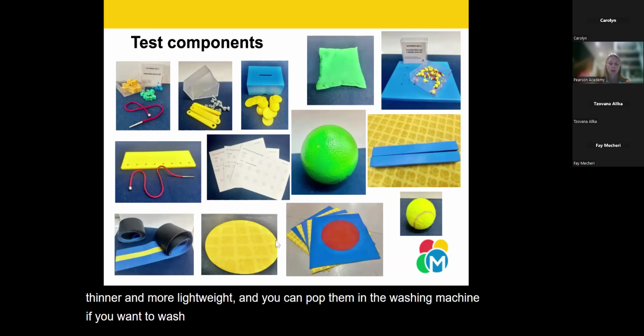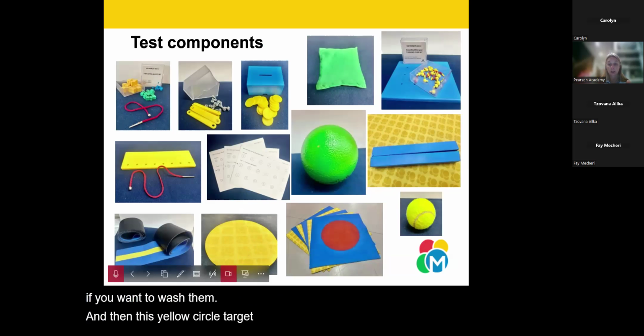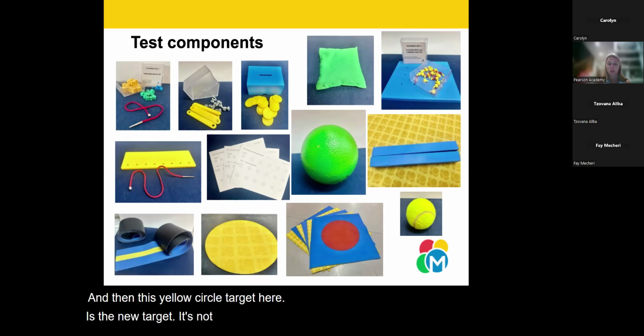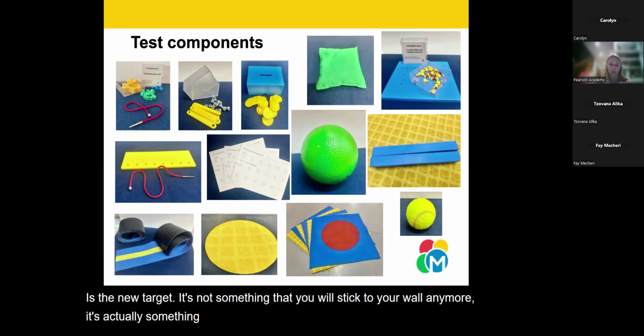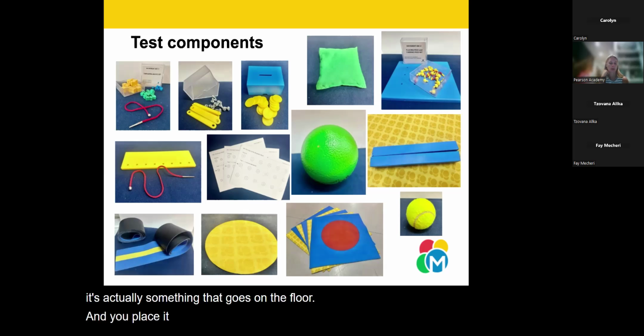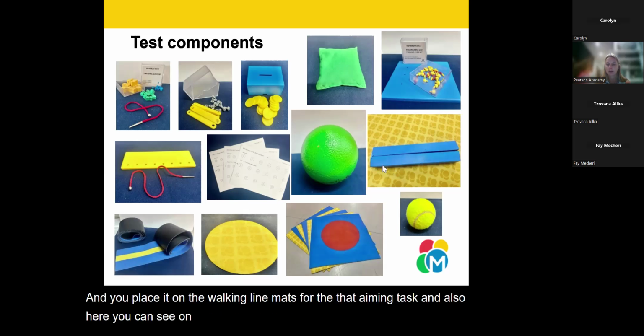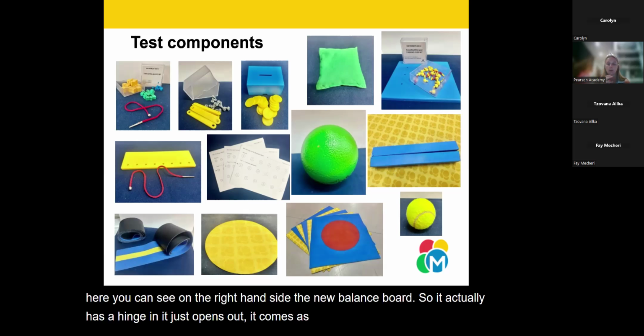And then this yellow circle target here is the new target. It's not something that you will stick to your wall anymore. It's actually something that goes on the floor and you place it on the walking line mats for that aiming task. And also here you can see on the right-hand side the new balance board. So it actually has a hinge in it. It just opens out. It comes as one piece that folds in half.